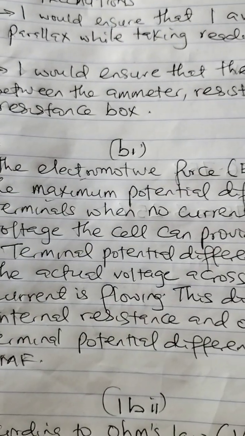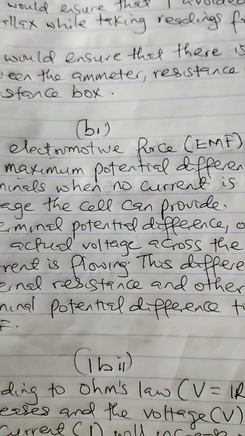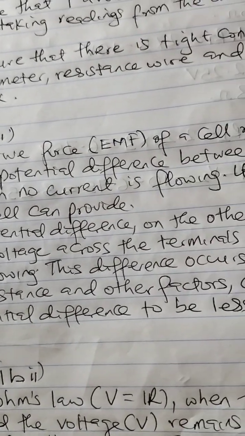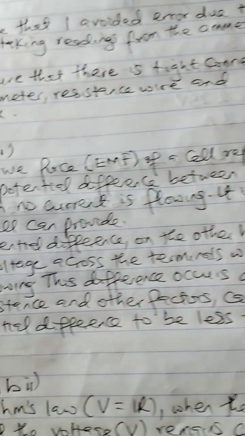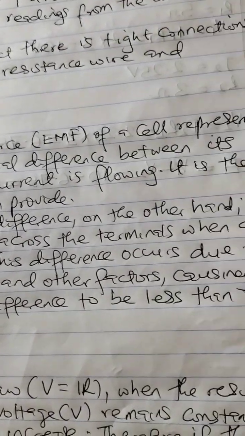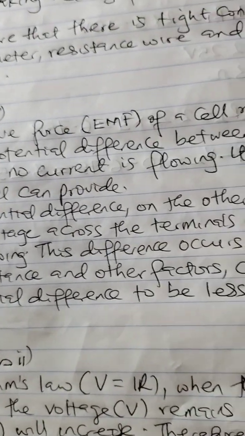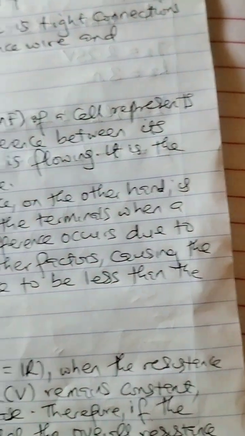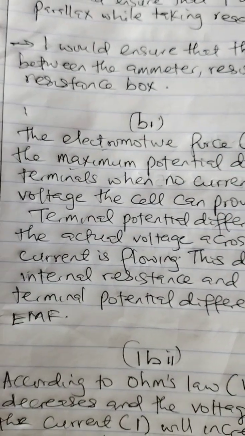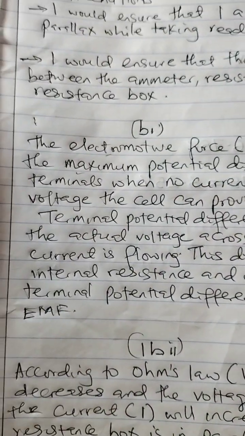Again, terminal potential difference, on the other hand, is the actual voltage across the terminals when a current is flowing. This difference occurs due to internal resistance and other factors, causing the terminal potential difference to be less than the EMF. Go to the next question.